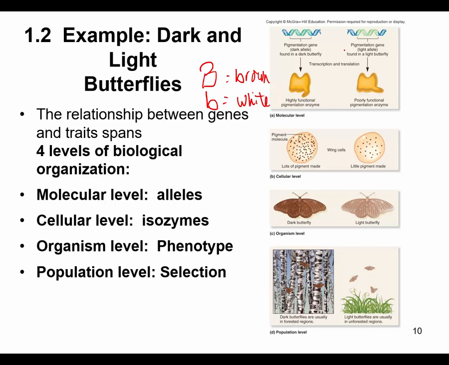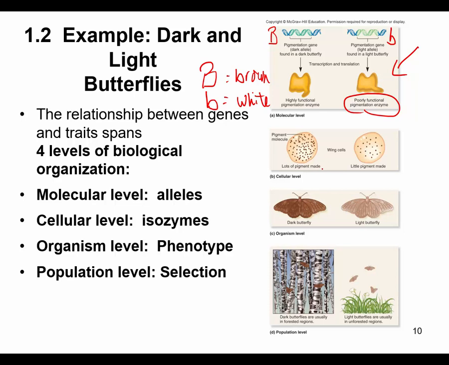Now, if you look at the molecular level, if you have little b, do you make the protein? This is little b, this is big B. Well, at this level, the answer is yeah, you make the protein. Now, it happens to be poorly functional, but you make it. So at the molecular level, these are codominant. If you have the big B gene, you make the pigmentation enzyme, and if you have the little b gene, you make the pigmentation enzyme. As it turns out, the little b gene codes for a poorly functioning enzyme, but you still make the protein. So at the molecular level, these are codominant.